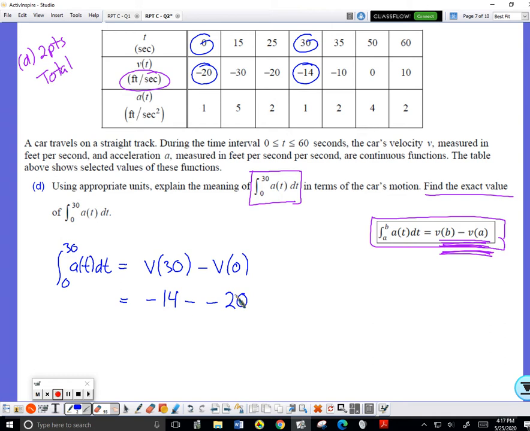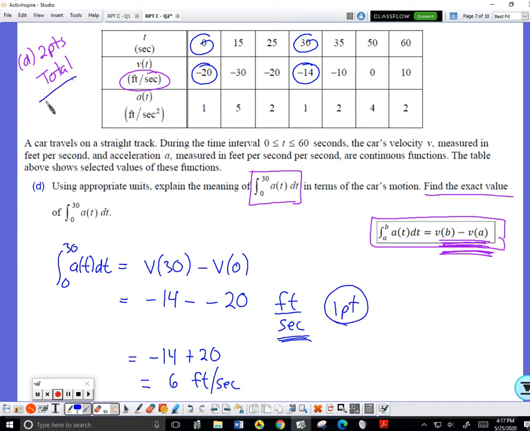Stop there. Units here are always a good idea just in case. We're finding a change in velocity, so my units are feet per second. And just leave it like that. If you went one step further, this would have become negative 14 plus 20, which would have become 6 feet per second, but I do not recommend you keep going, don't want to risk a mistake. One more point for that. That's why we wrote that part D was 2 points total.